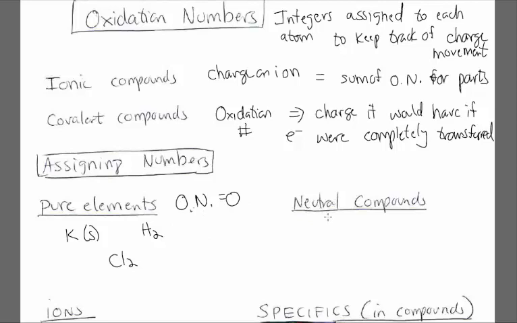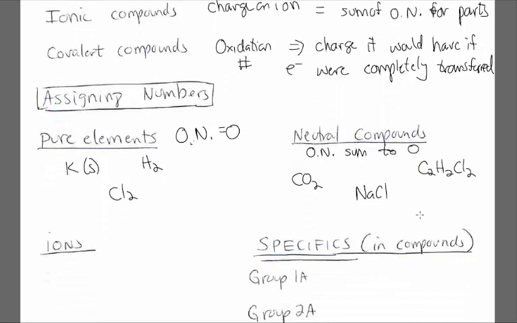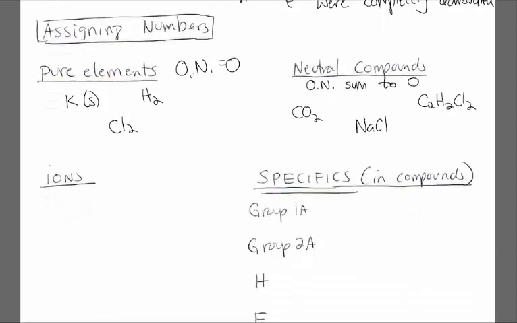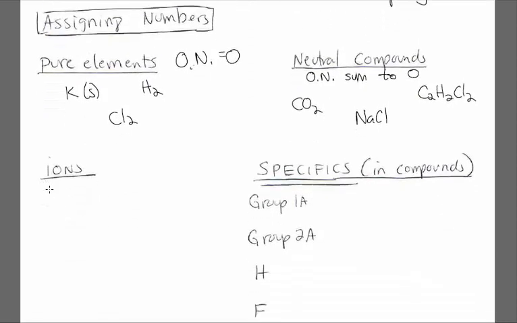And for neutral compounds, such as CO2, NaCl, or even something with lots more atoms, the total oxidation numbers for all atoms sum to 0, okay, for neutral species. If you have ions, whether they have more than one part in them or not, the oxidation numbers will sum to the charge.